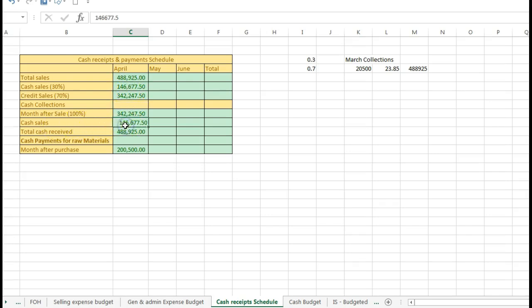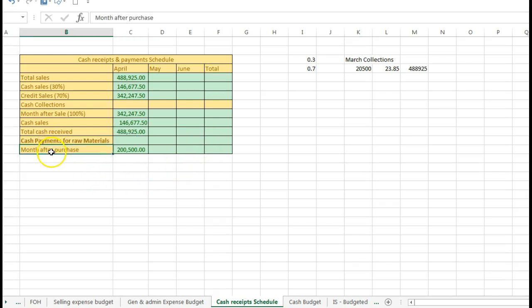These are our cash sales. Now, it just happened that the month before this, March, was the very same sales. So, this credit sales is the same as March's. And we are going to collect all of those credit sales in this month of April, which gives us a total cash for $488,925. So that's what we received.